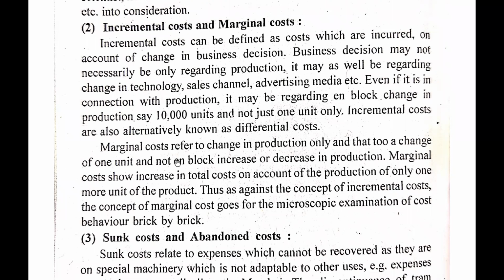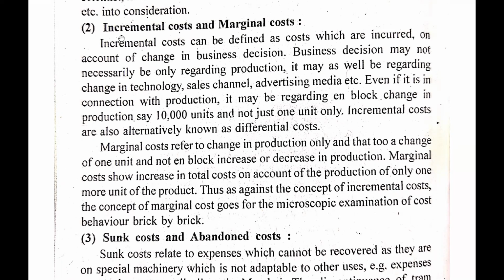Now we will see marginal cost. Marginal cost refers to the change in production only, and that too a change of one unit and not even a block increase or decrease in the production. So marginal cost is the increase in the total cost on account of the production of only one more unit of the product. Thus, as against the concept of incremental cost, the concept of marginal cost goes for the microscopic examination of cost behavior brick by brick. So guys, you need to understand what is incremental cost and what is marginal cost.